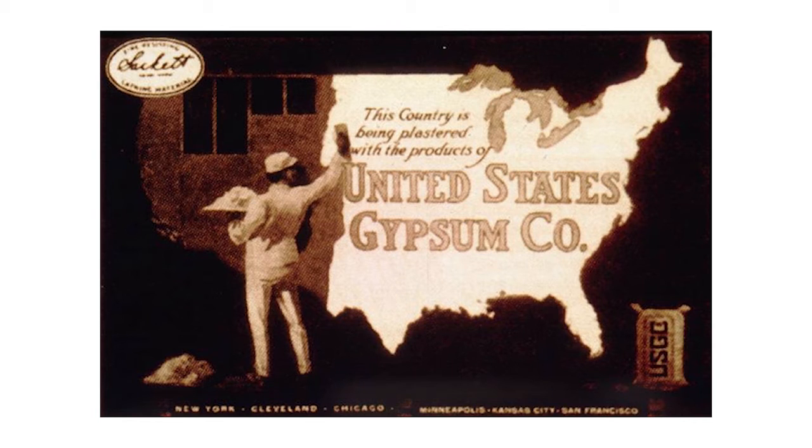And the modern wall has been owned by a series of different corporations. You can see here that the Sackett advertisement is saying this country is being plastered with the products of United States Gypsum. And I think that definitely persists today. And one of the simplest things, but most complex things as well, is for architects to challenge the wall. What if we take back the wall? This is both a political and an architectural proposition.